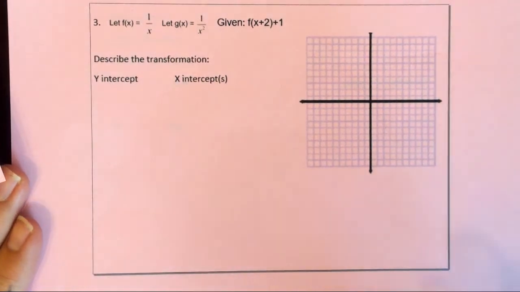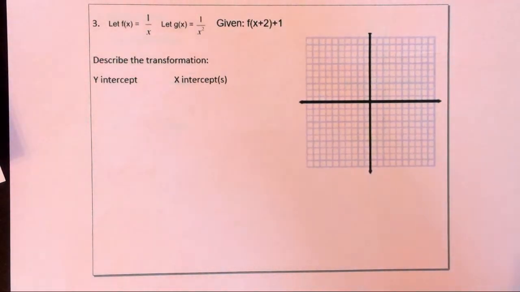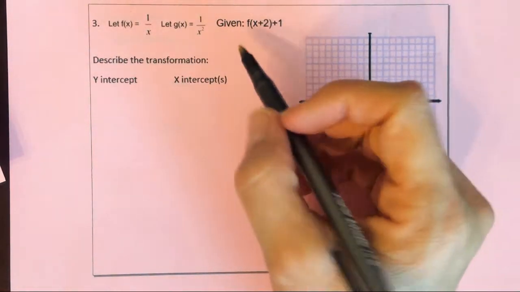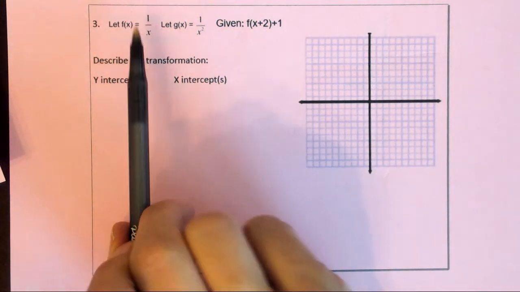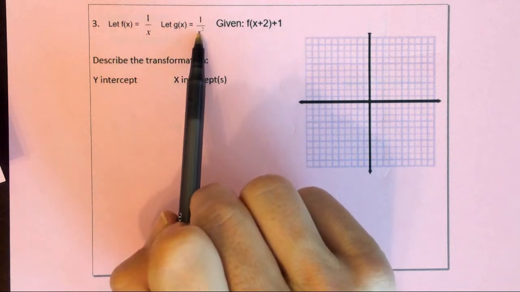Number 3 in our notes is worded just a little bit differently. You probably haven't seen this. I don't know if you did this in Algebra 2 or not, so this might be the new piece. It says that they want you to let f of x equal the parent function 1 over x, and g of x is going to be 1 over x squared.